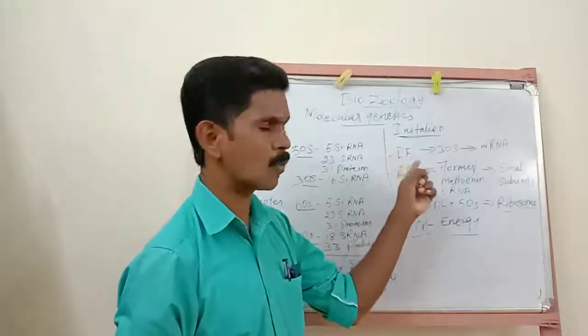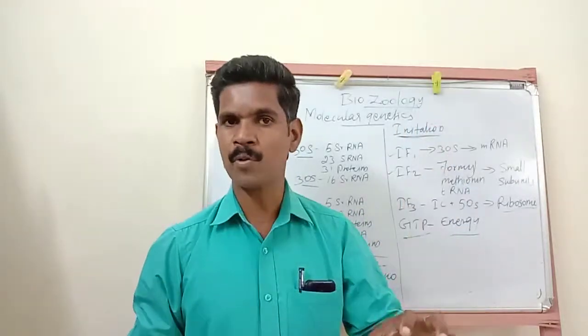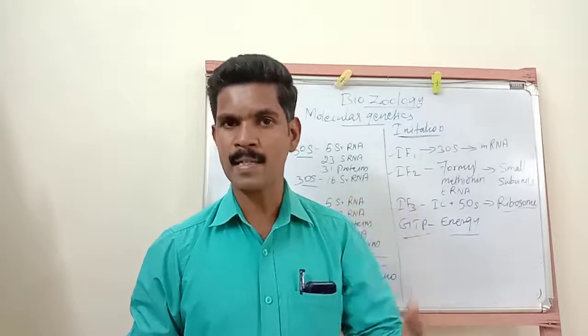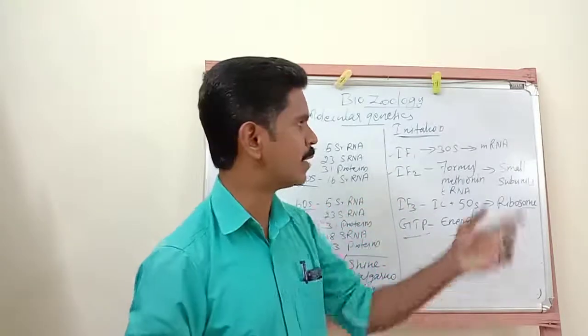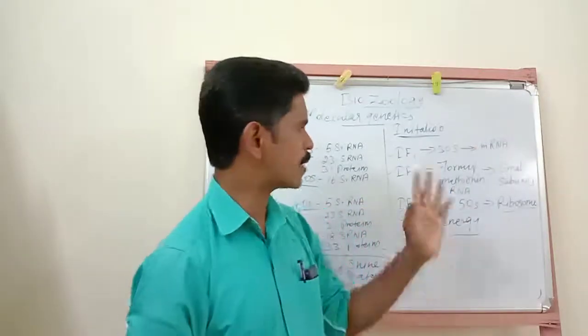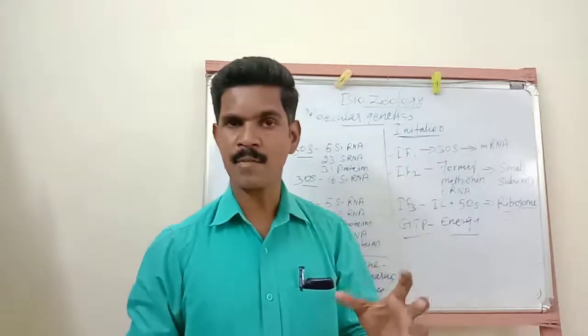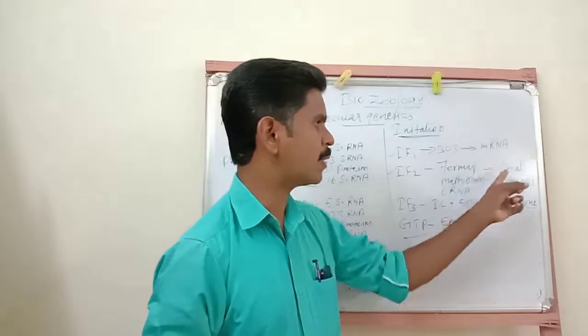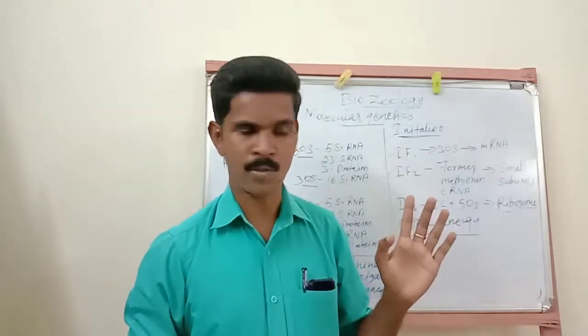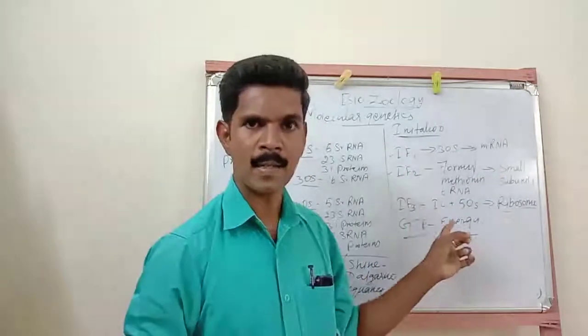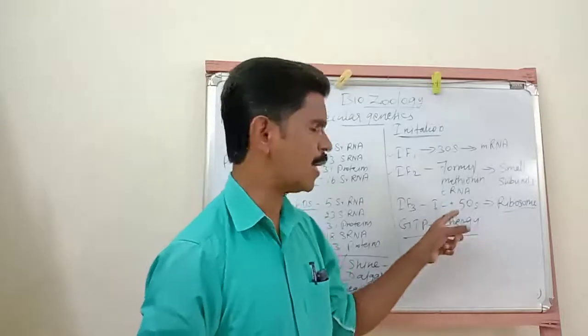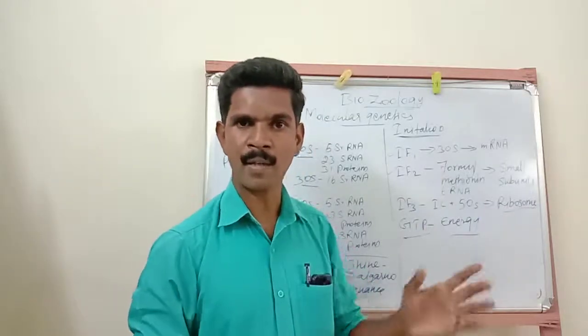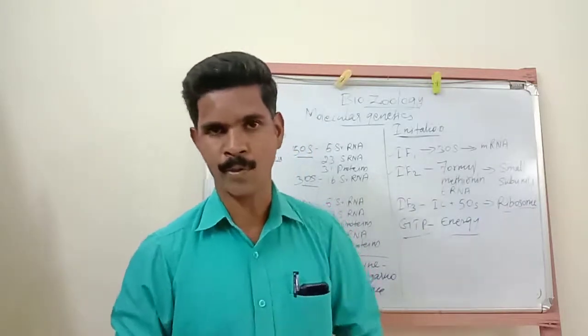First, initiation factor 1 binds with the 30S subunit of a ribosome. Now this 30S subunit of a ribosome binds with the mRNA. Then initiation factor 2 allows the formyl methionine tRNA to bind with the small subunit of a ribosome. Then initiation factor 3 allows the initiation complex to bind with the 50S subunit. Finally, it produces a complete ribosome.